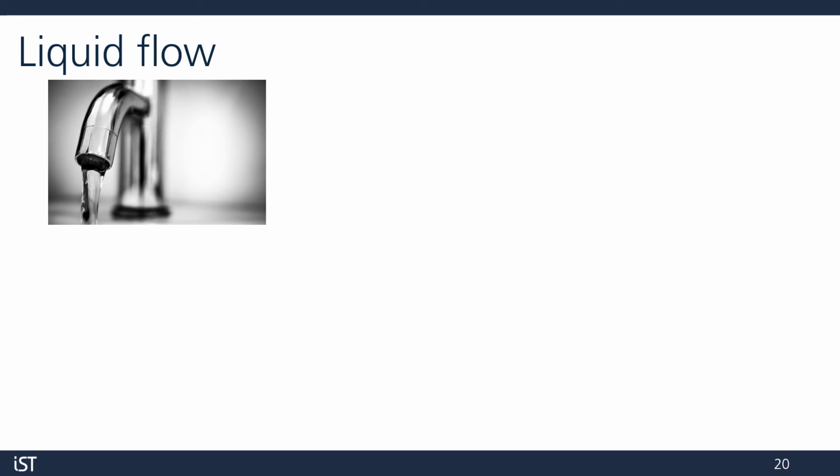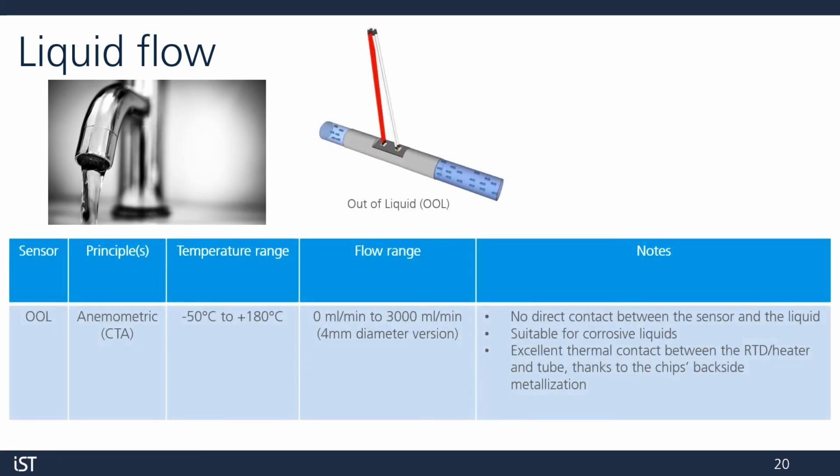What about liquid flow? For this, we have the out of liquid or OOL flow sensor. It consists of two tiny RTD elements attached directly to the stainless steel tube. It works just like the FS7 using CTA mode.